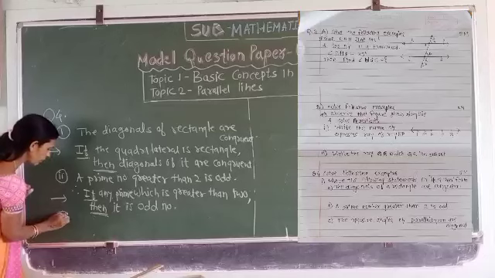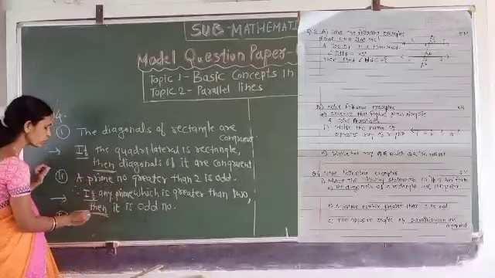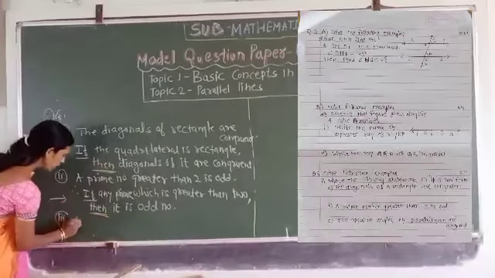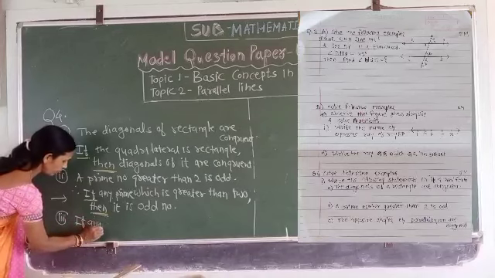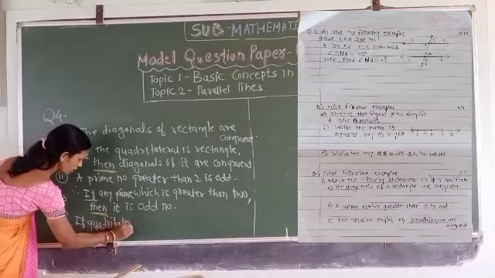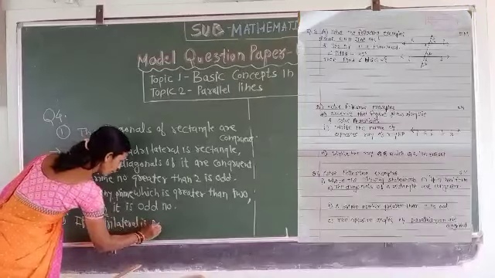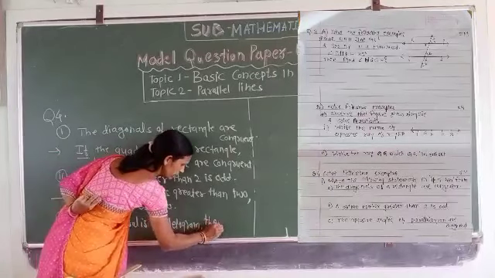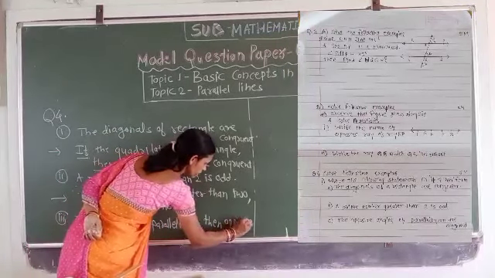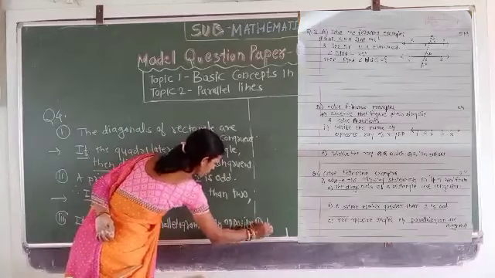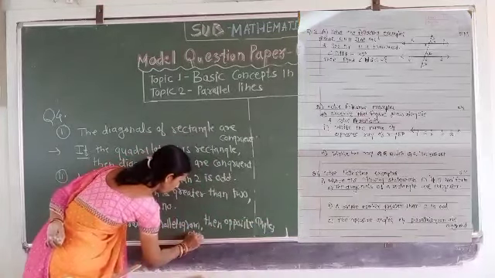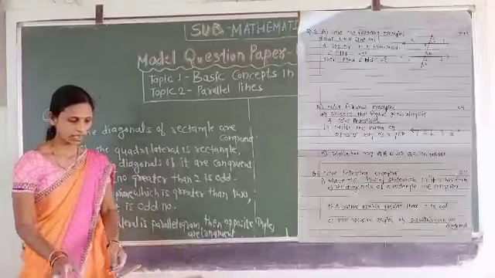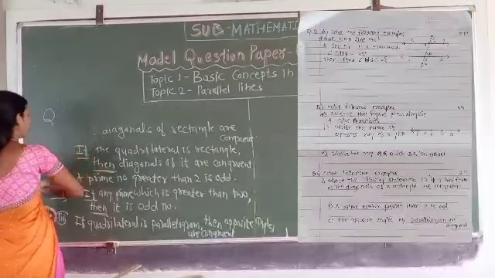Then the third statement which is given here: the opposite angles of a parallelogram are congruent. See here, if a quadrilateral is a parallelogram, then opposite angles are congruent. That is the example which is given in question number 4.